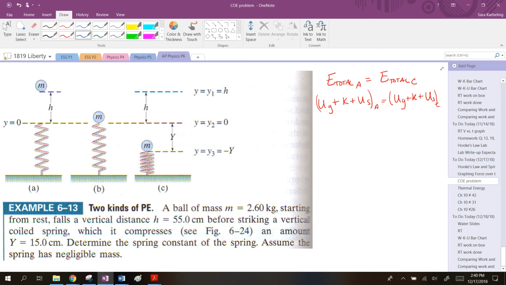We got to be a little careful though, right? Does it have kinetic energy? Not at the top. Does it have spring potential energy? No. Not at the top. So now at the beginning, all I've got is gravitational potential energy. Tell me about at the very bottom. Let's start with the easy one. Does it have kinetic energy at the bottom?